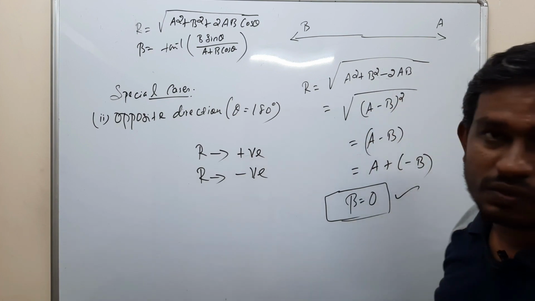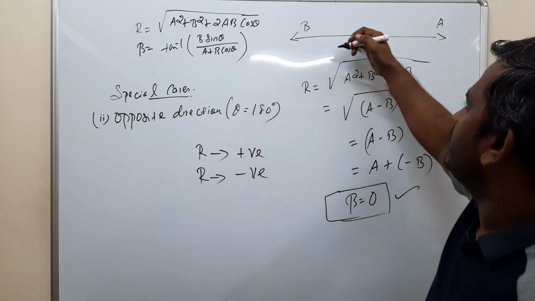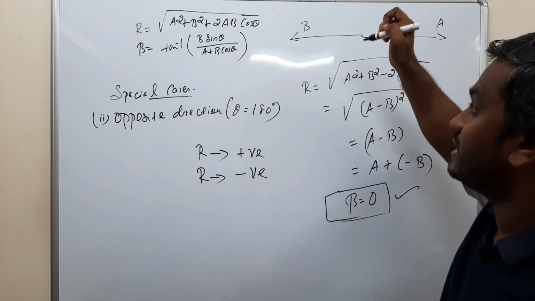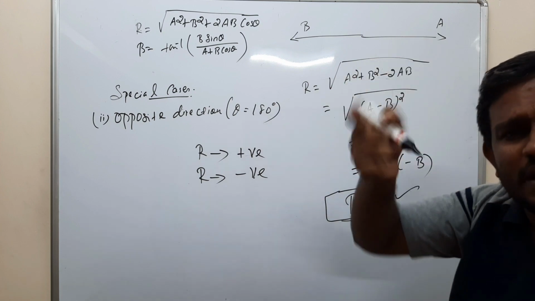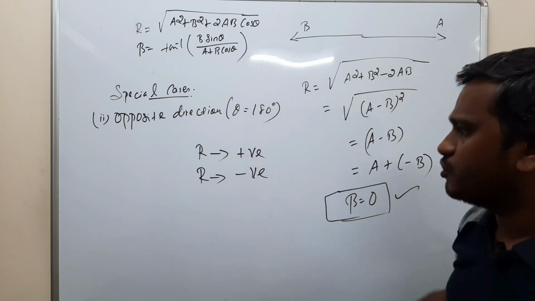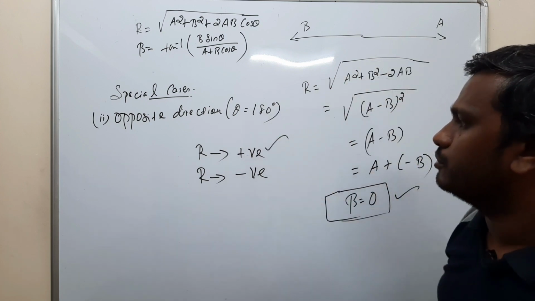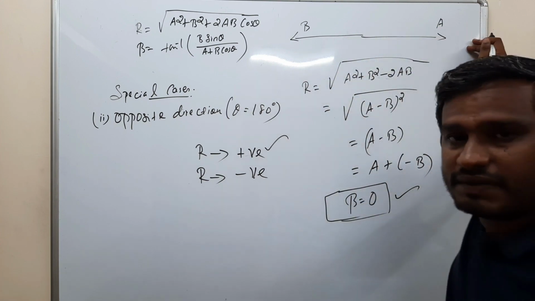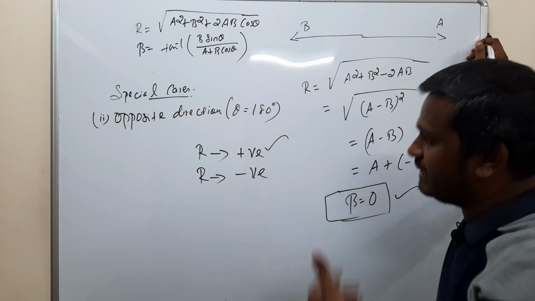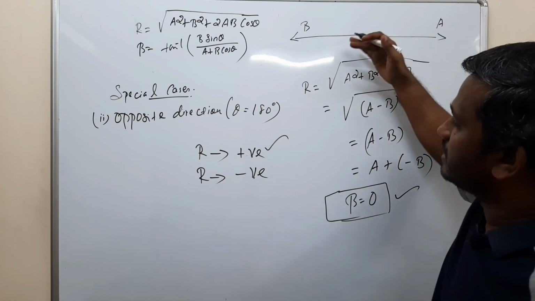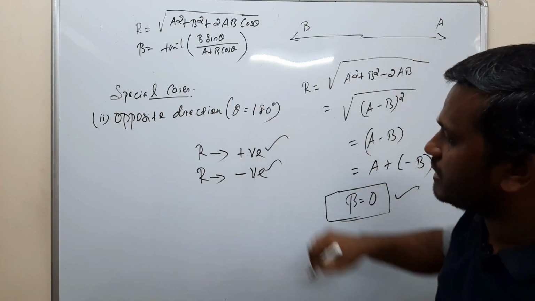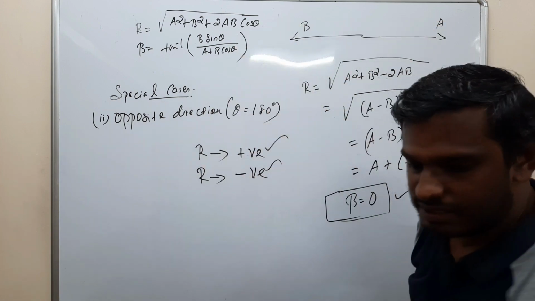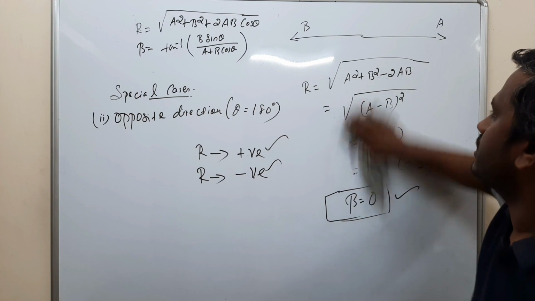So the resultant will act along A or B. The next question is whether the resultant will act in the direction of A vector or B vector. If the magnitude of the resultant is positive, it is acting along A vector. If the magnitude of the resultant is negative, it is acting in the direction of B vector.